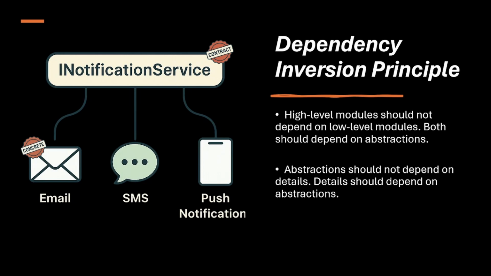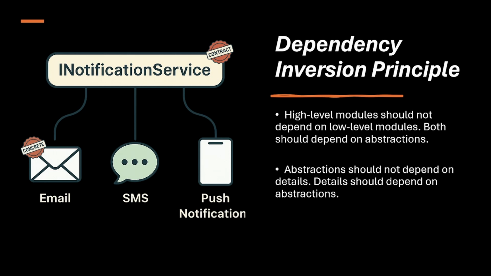Now, this is how we solve the problem using dependency inversion principle. Instead of the core logic directly depending on email or SMS notification, we introduce a common abstraction called INotificationService. This interface acts as a contract which defines what should be done, like send notification, without caring about how it has to be done, which is the responsibility of a concrete implementation. Now, whether it's an email, SMS, or push notification, each one becomes a concrete class that implements this interface. They are swappable behind the scenes without affecting the main logic.